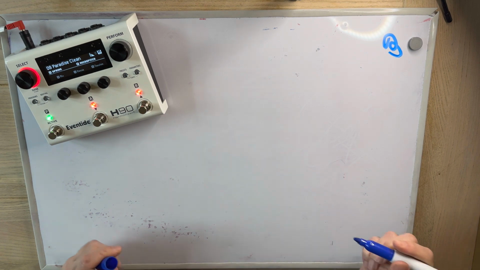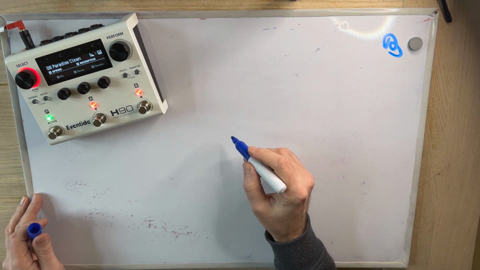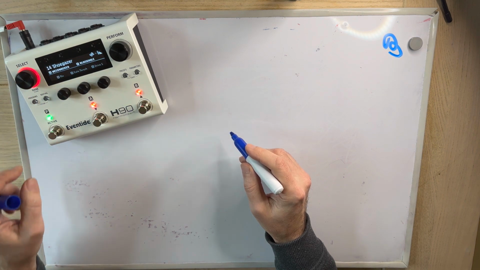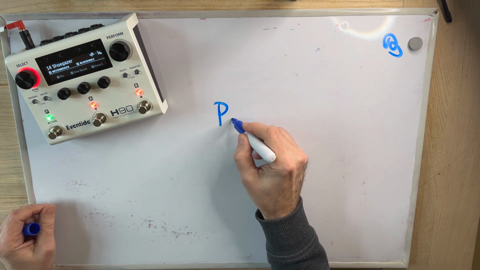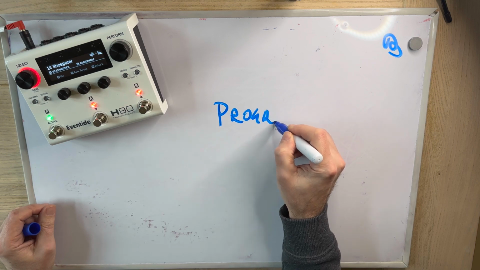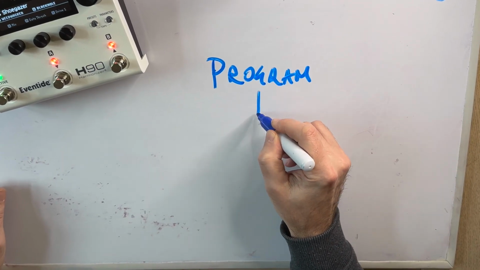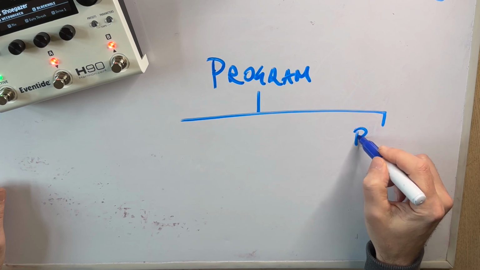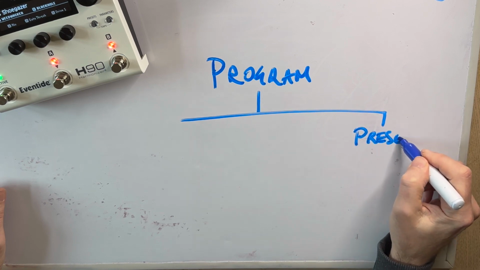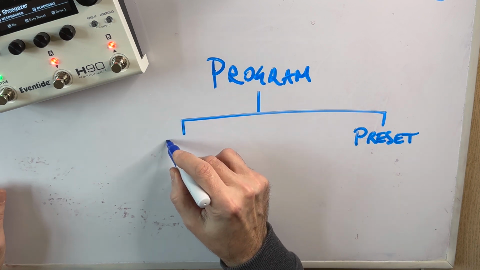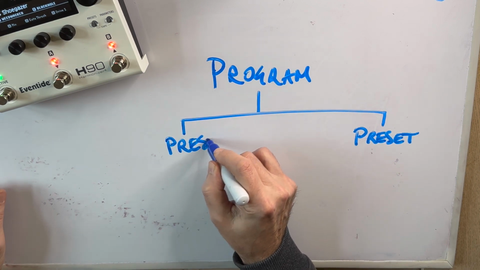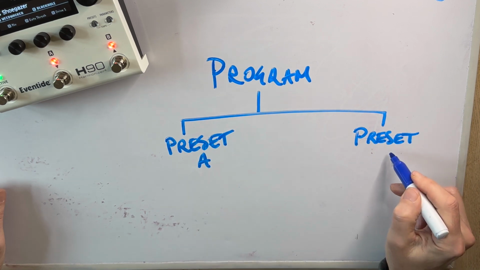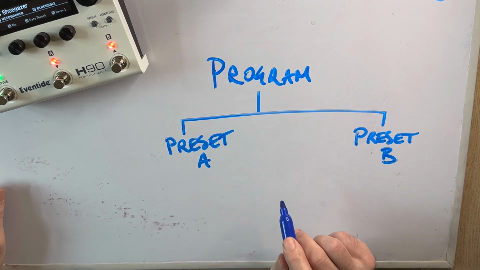So a program is the whole set of things you're going to play. As we just said, we can just scroll through and get a program. So here's our program. Inside it are two presets. Okay, two presets are inside it. And they're called, helpfully, preset A and preset B.